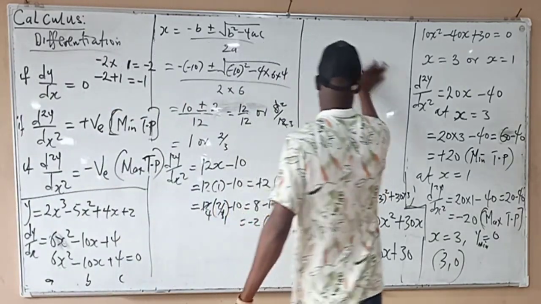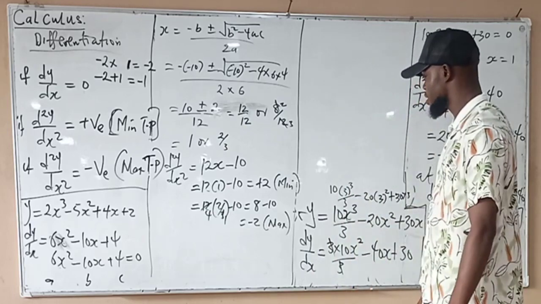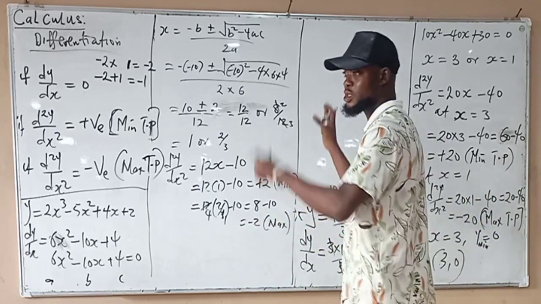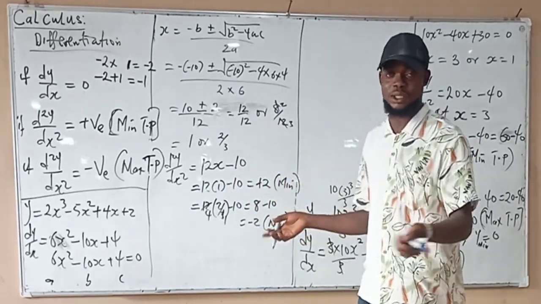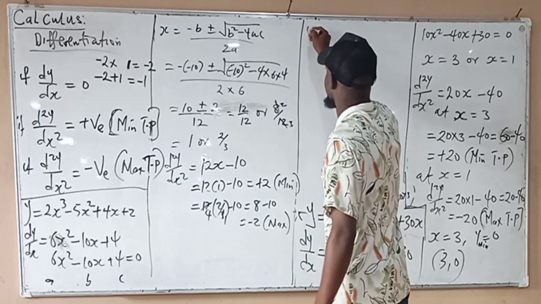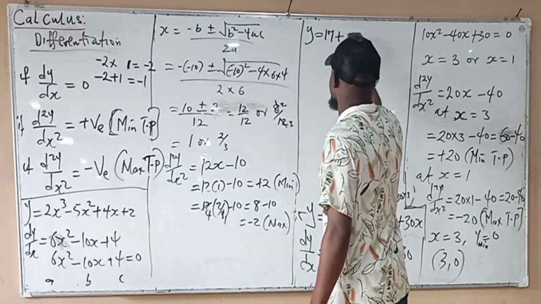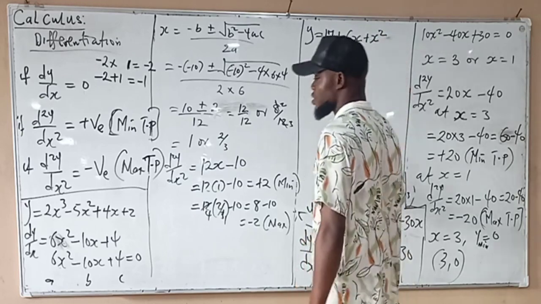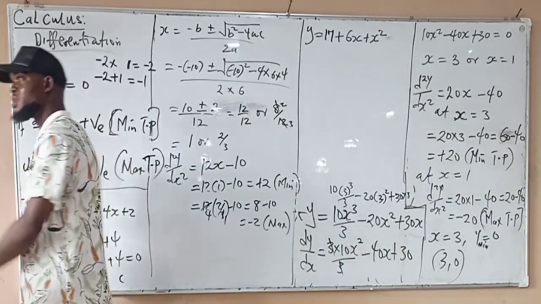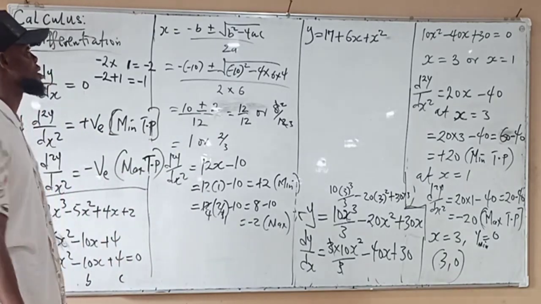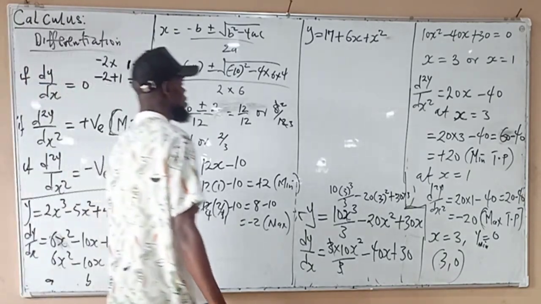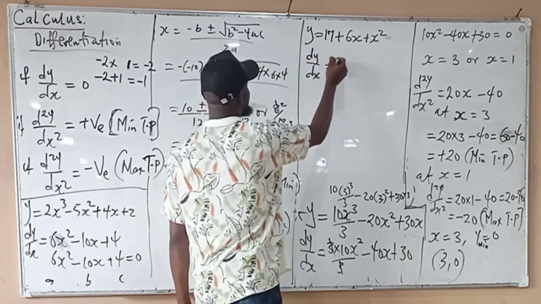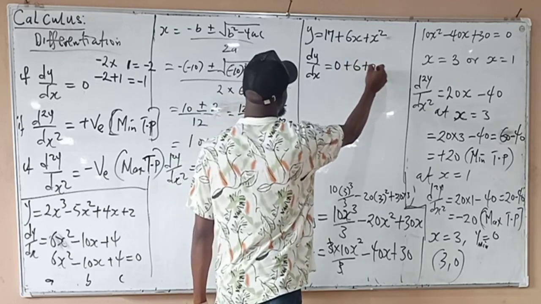Now obtain the turning point. Just check for the value of x at the turning point of the curve y equals 17 plus 6x plus x squared. At the turning point, we have dy over dx, which is 0 plus 6 plus 2x.